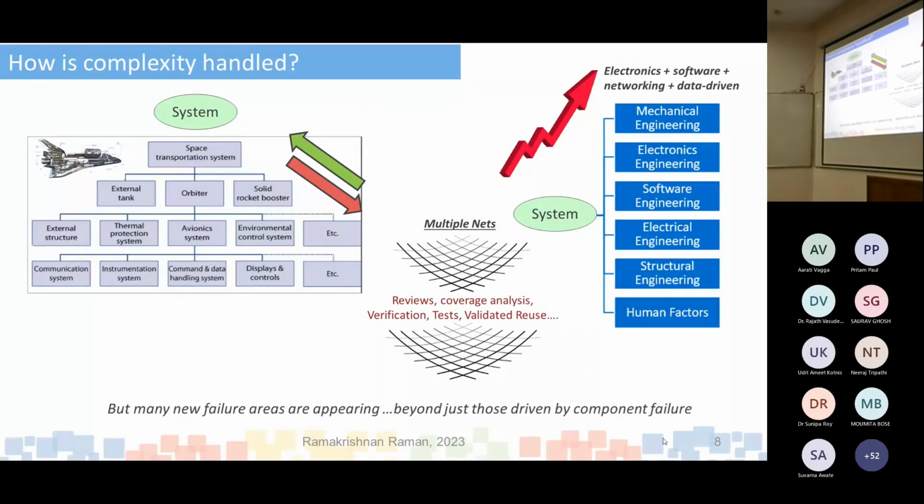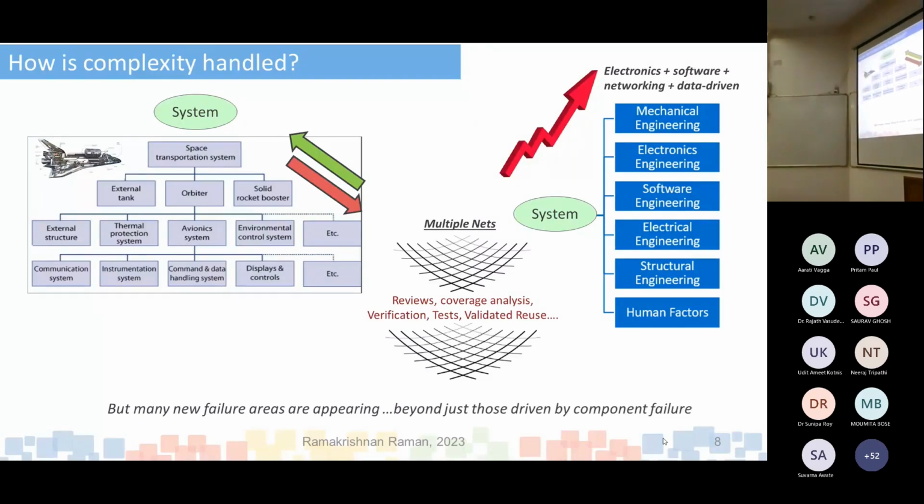Another challenge that we see is also the domains. All of these complex systems span multiple engineering domains: mechanical, electronics, software, electrical, structural, human factors, and so on. The system spans all of them. So if you want to engineer such complex systems, we can't say, hey, you need to study 4 years mechanical, 4 years electrical, 4 years software. That's not going to happen, right?